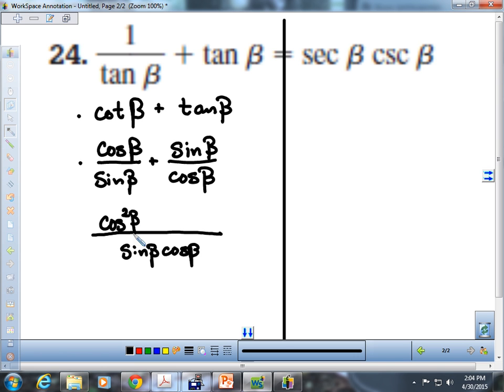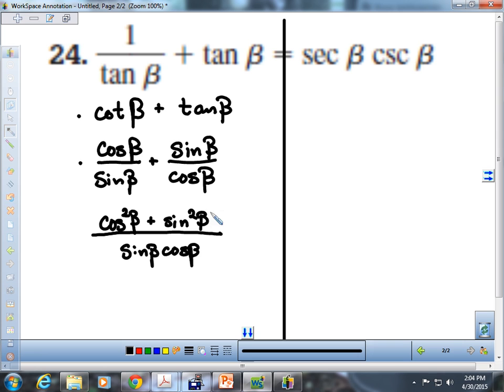Emily, what does the right one lack? We lack the sine beta over here, so what would the top become? Sine squared beta over sine beta cosine beta. So we can't combine like terms, but when we add them together, we would get this.